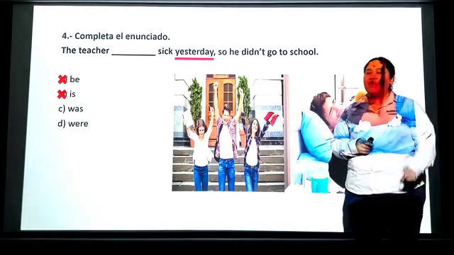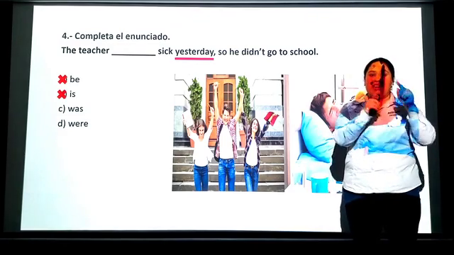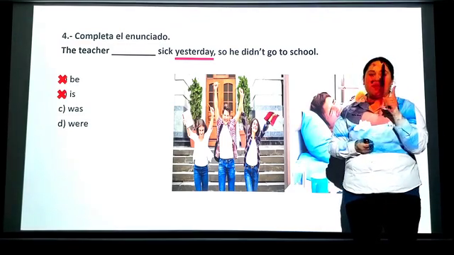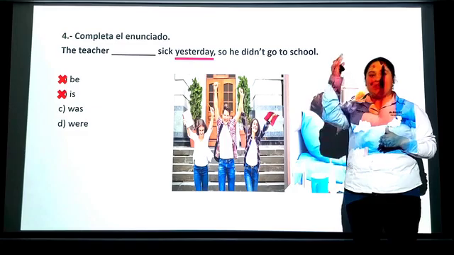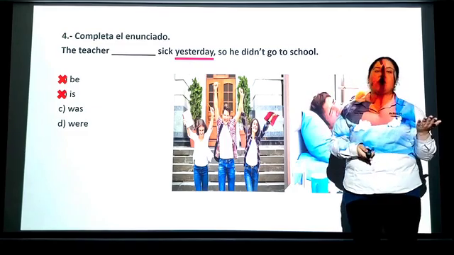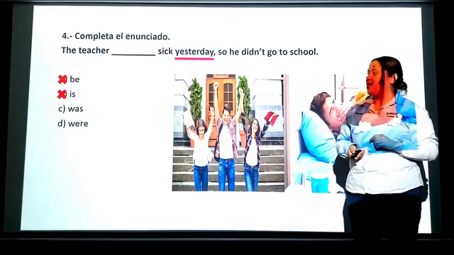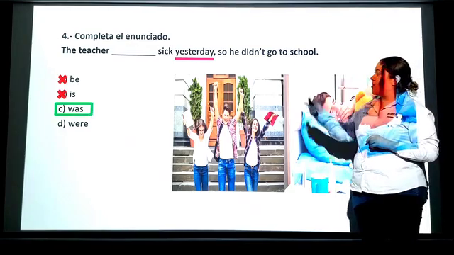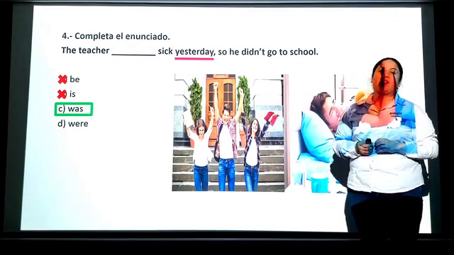Now, if you study the chart that I showed you on the first example, you have seen the present tense and the past tense as well. And you would know that since we're talking about he, was is the one that corresponds.